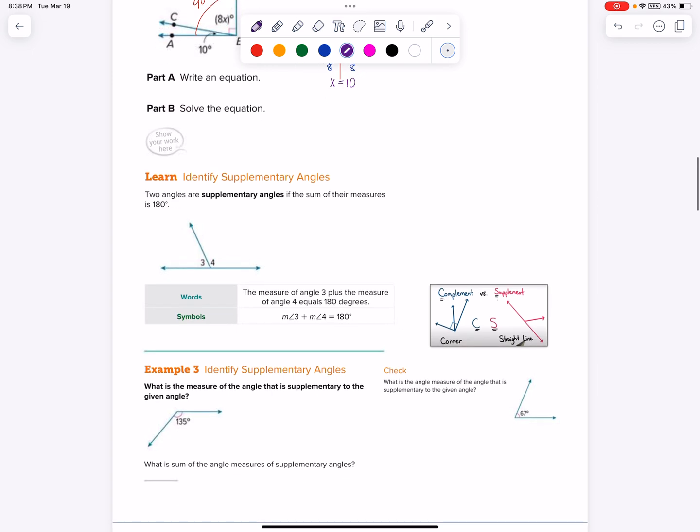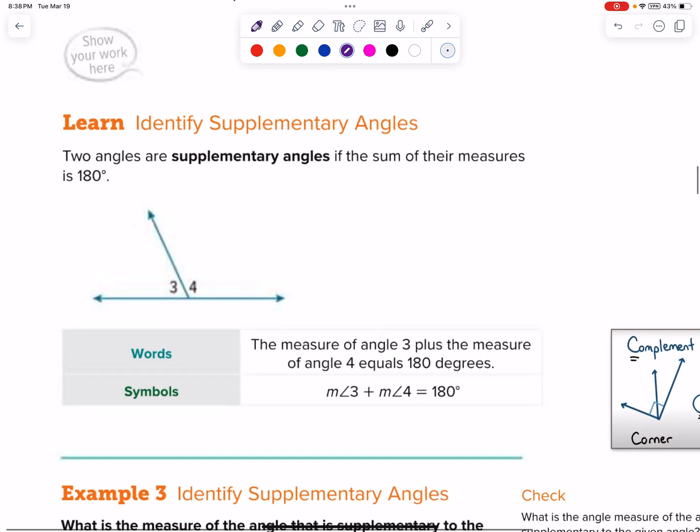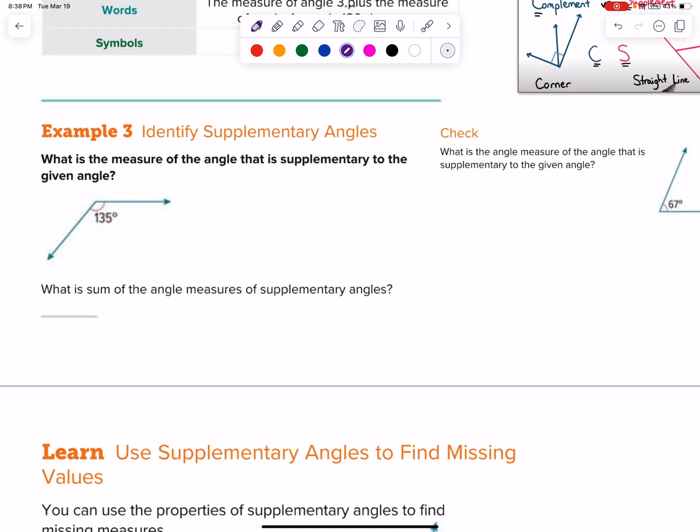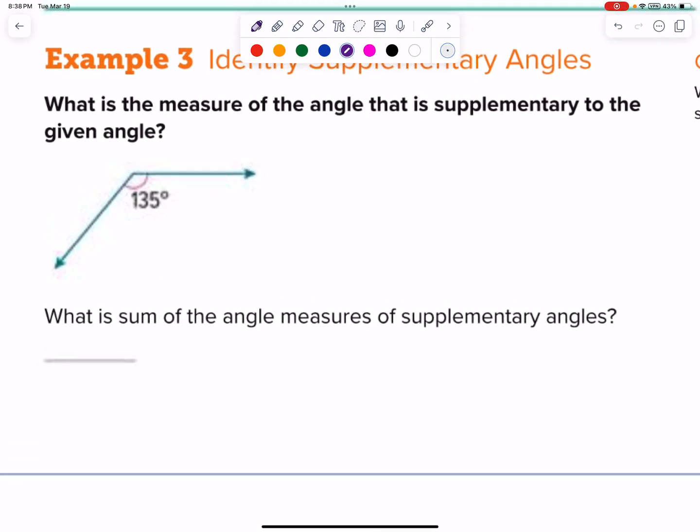Okay, all right. Now let's move on to supplementary. Remember, supplementary, we say straight. So it's two angles that create a straight line, and we know that straight line is 180 degrees. Let's take a look and practice some of these out. So first, they're just saying we have an angle of 135 degrees. What is the supplementary angle? And so if I extend this out, this is what we're wondering. What is this angle right here that would create 180 degrees?